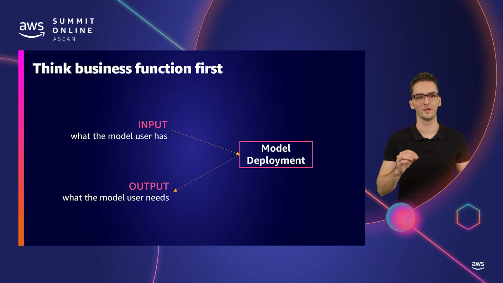Think business function first. A model should fulfill an end-to-end business function. The input is exactly what the model users have, and the output is what they need. An example from our case, the input is the raw, unprocessed source code, and the output is the code description. That comes with 3 major advantages.